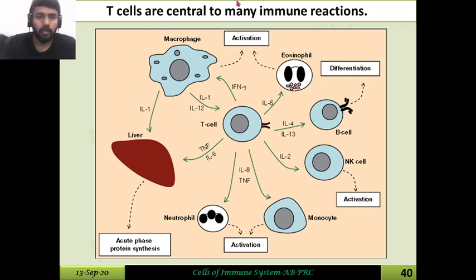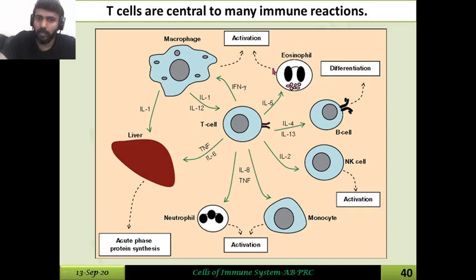So here now we are moving into the functional features of T cells. This image gives you an idea how important T cells are. T cells are involved in diverse functions. Actually, this represents the functional features of T helper cells. So T cells play a vital role in various responses of the immune system, like they activate monocytes, they can activate NK cells, they can activate B cells.